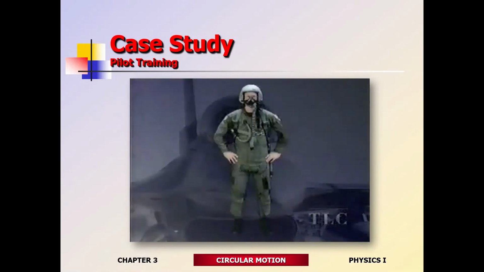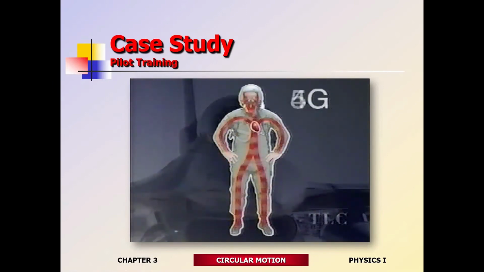A pilot's body can usually withstand 3 to 5 G without any ill effect, but an F-16 can pull 9 G, enough to push the blood from the head right down to the legs.